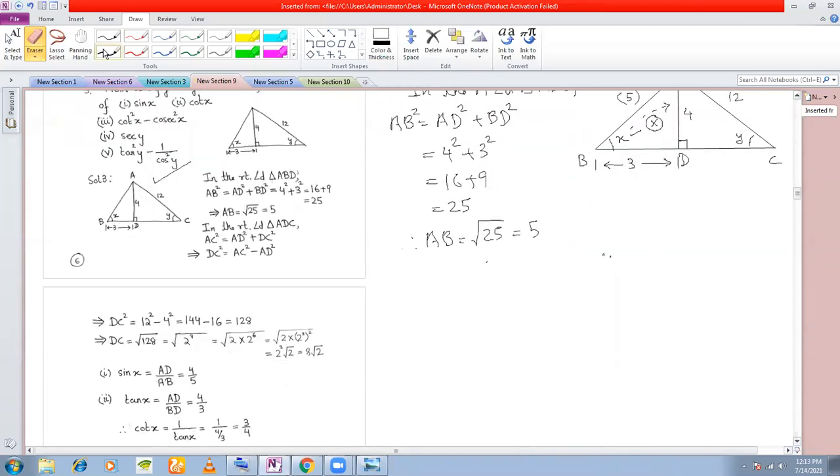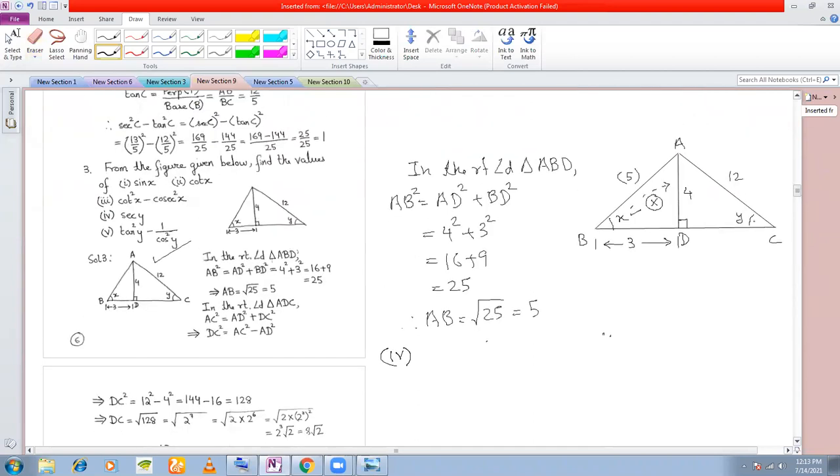Fourth part of the question, sec y. Now you see, which is the angle y here? This is the angle y here, right? If this is the angle y, then in this right angle triangle, this one becomes our perpendicular AD. This one becomes our base, right? And this is already a hypotenuse.